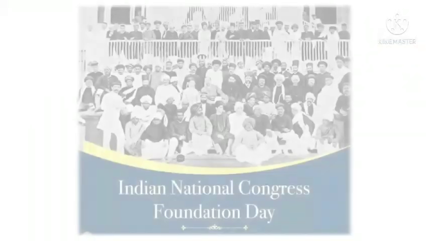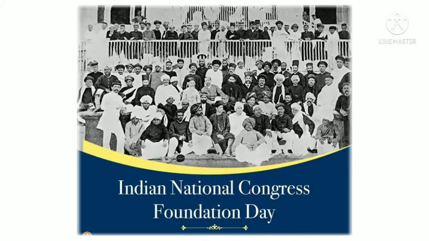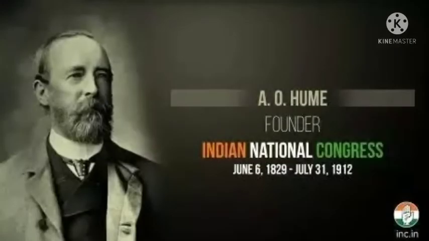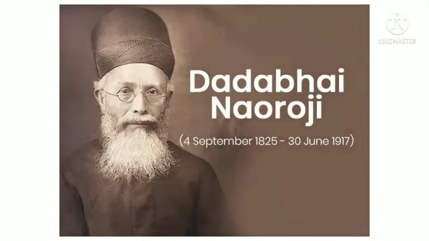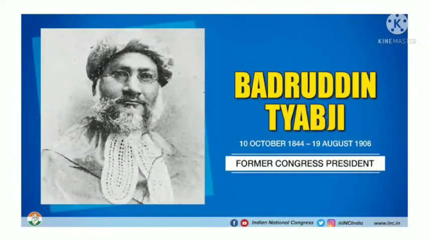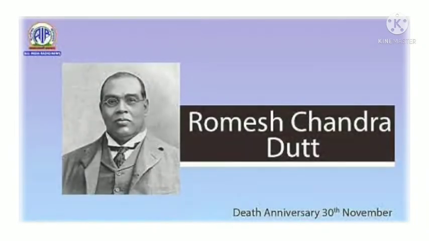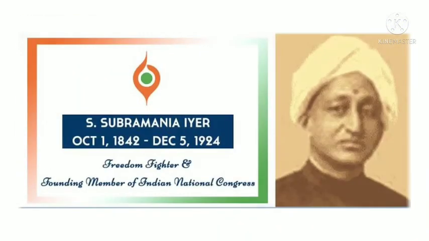Understand? The Indian National Congress was established when 72 delegates from all over the country met at Bombay in December 1885. Who is the founder of the Indian National Congress? A.O. Hume. The early leadership, Dadabhai Naoroji, Firoz Shah Mehta, Badruddin Tyabji, W.C. Banerjee, Surendranath Banerjee, Ramesh Chandra Dutt, S. Subramanya Iyer, among others, was largely from Bombay and Calcutta.